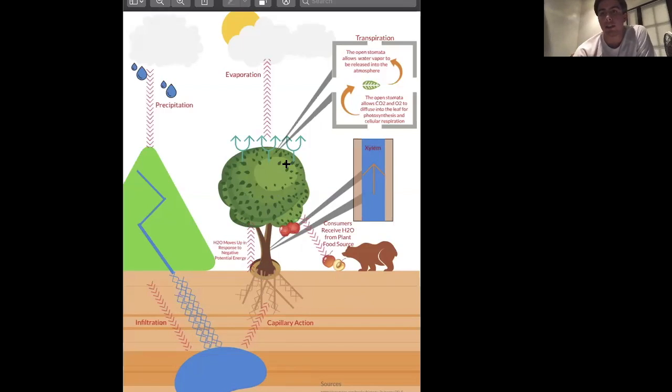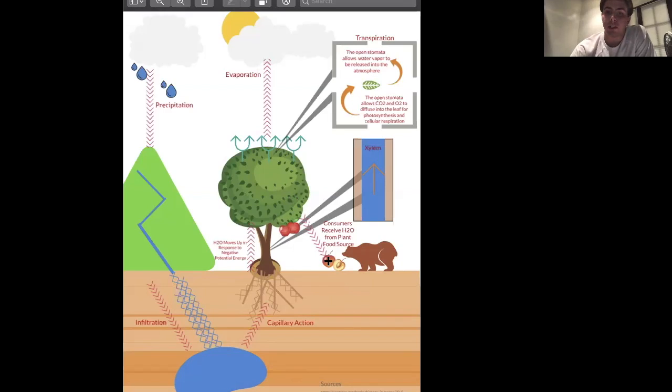there are these things in the leaves called stomata, which are basically little pores, or openings. When the stomata open, water vapor is allowed to be released from these leaves and evaporates up into the atmosphere. This is one part of transpiration. The other part of transpiration is that while the stomata are open, it allows gases like CO2 and oxygen to enter into the plant. And these gases are used during photosynthesis and cellular respiration.